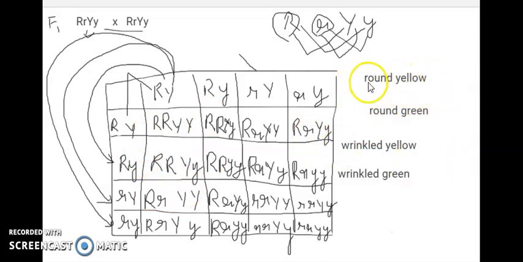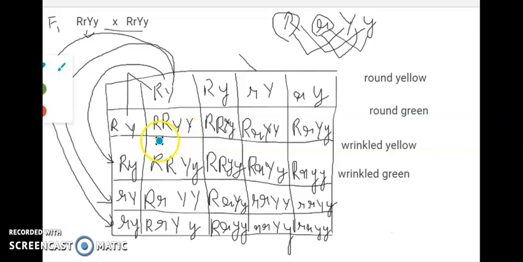See the first one, round yellow. Let us see how many round yellows there are. So I will just use different colors to denote it. So I am using blue to denote this round yellow, right? So always remember, when there is presence of a capital letter R, it will code for only round, because capital R is dominant. It will not allow the recessive gene to code. So if there is one capital R, it codes for round, and same way when there is one capital Y, it codes for the round, yellow.